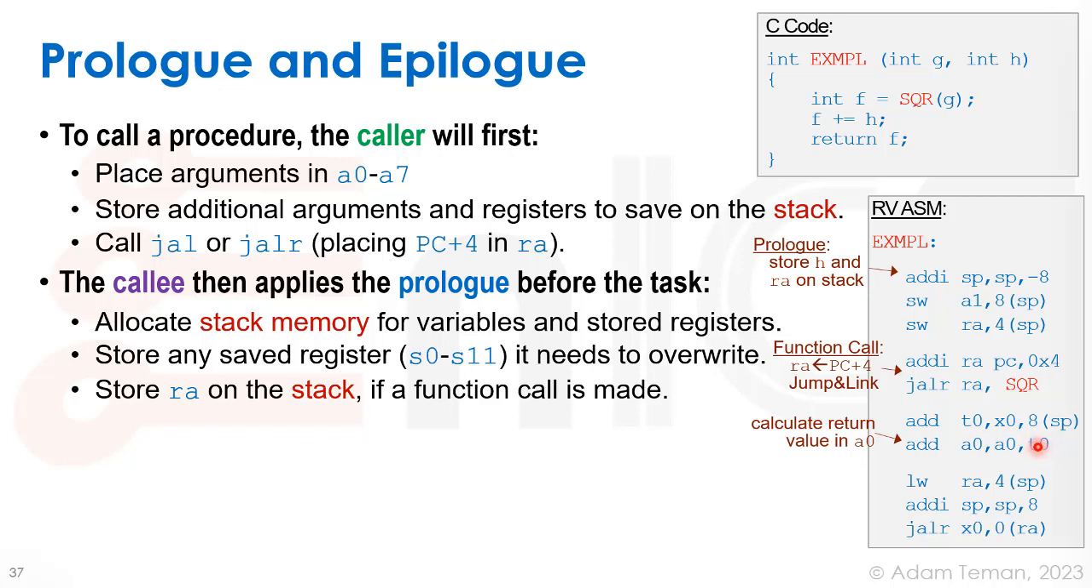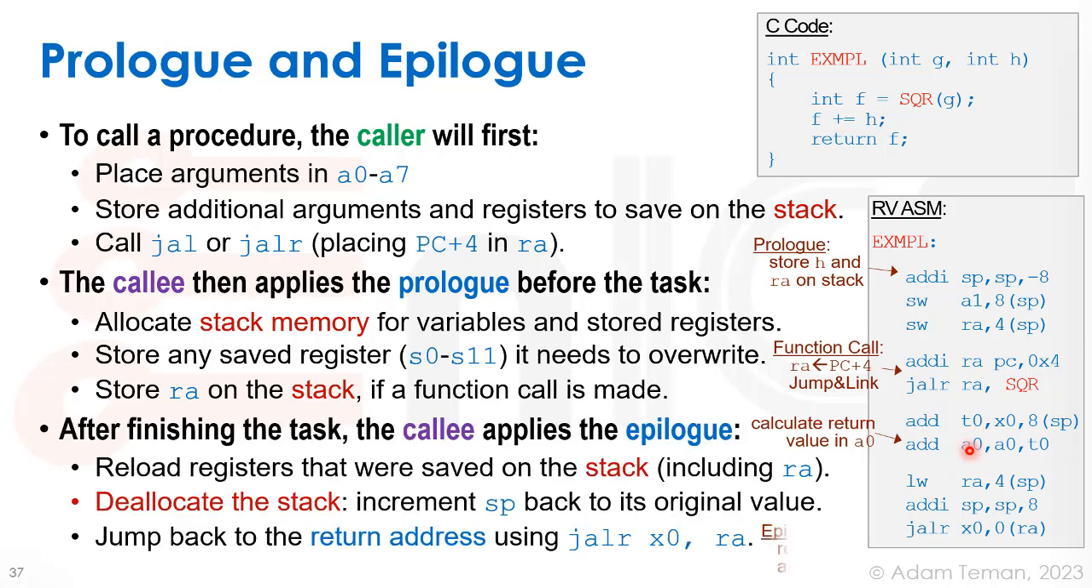Where is H? H, we stored it onto the stack before, right? Because we wanted to make sure that we wouldn't overwrite it. So first what we did here is we popped the 8 plus stack pointer up into T0. And then we could add it, and that's doing that F plus equals H. So here now we have the return value in A0.